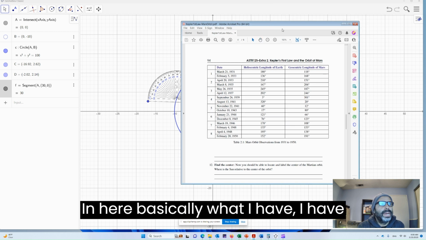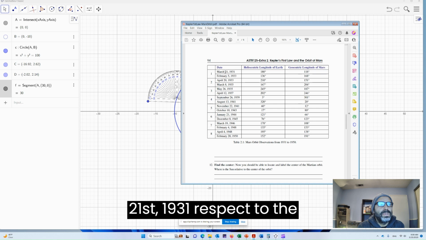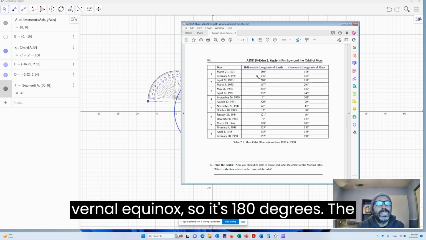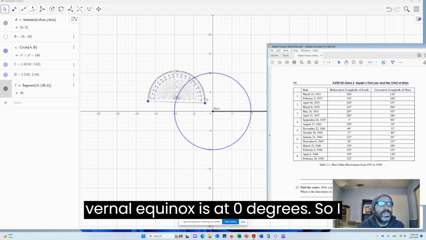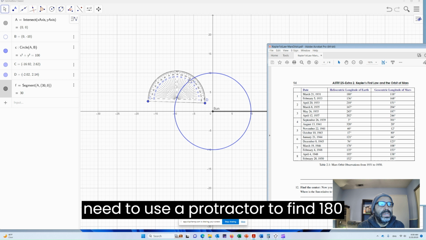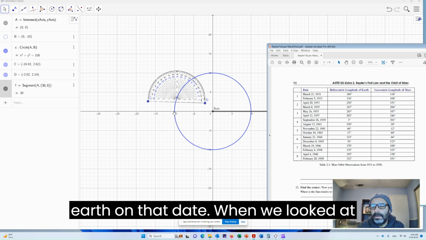In here, basically what I have is the position of the Earth on March 21st, 1931 with respect to the vernal equinox. So it's 180 degrees. The vernal equinox is at 0 degrees. So I need to use a protractor to find 180 degrees, and it's going to be this point. Okay, so that's the position of the Earth on that date.